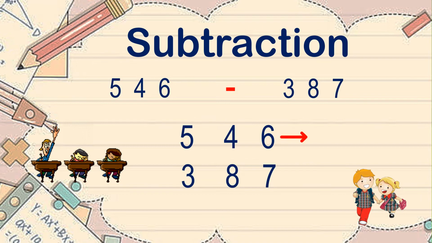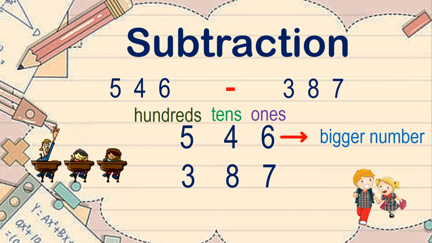Make sure the bigger number goes on the top and the digits must be aligned based on their place values starting from the ones place, the tens place, and the hundreds place. Then, draw a line below the numbers and put a minus sign on the side. Start with the ones place, which is 6 minus 7. Obviously, we can't subtract 7 from 6.